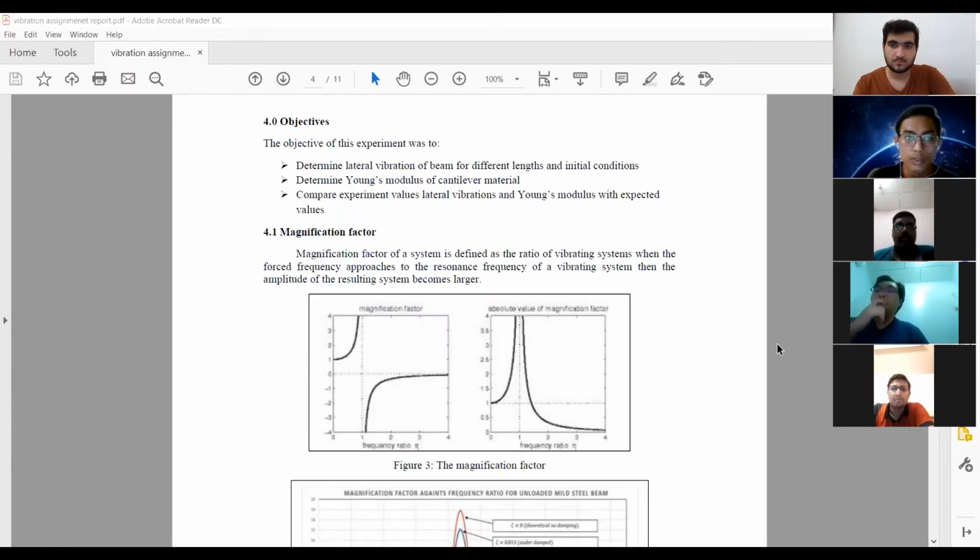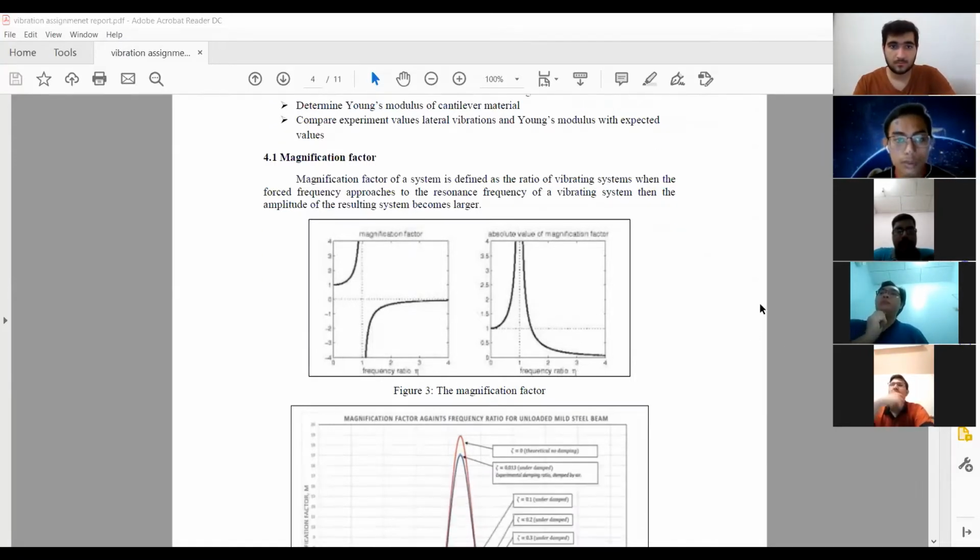So for the objectives, there are three objectives that we have to achieve. Firstly, we have to determine the lateral vibration of the beam for different lengths and initial conditions. Second, determine Young's modulus of the cantilever material, and then we have to compare the experimental values of lateral vibrations and Young's modulus with expected values.